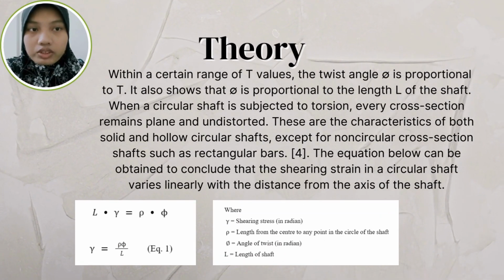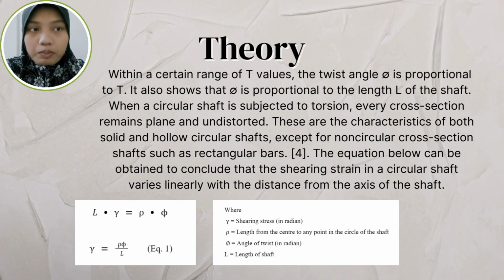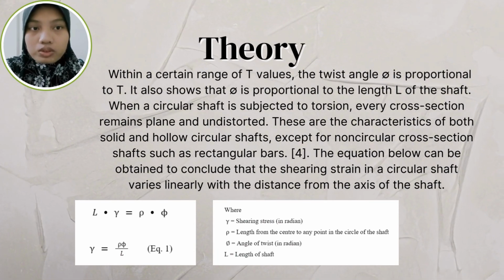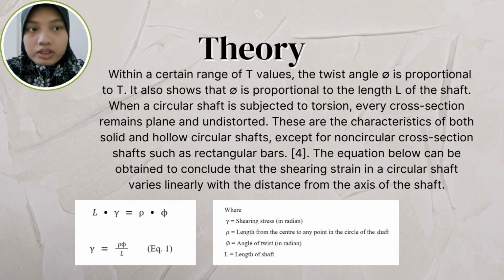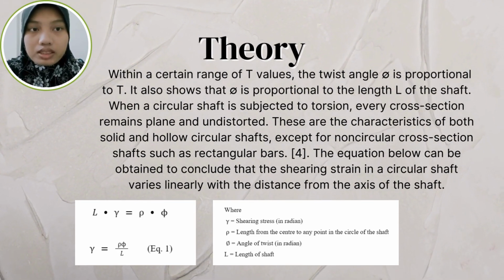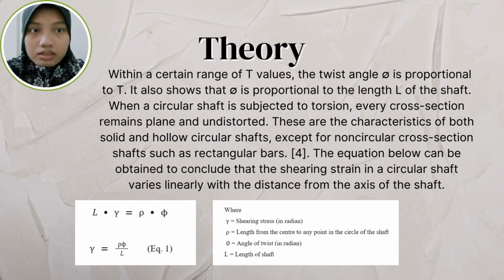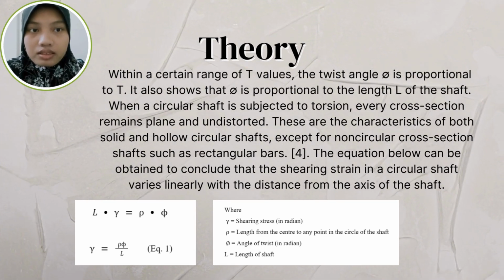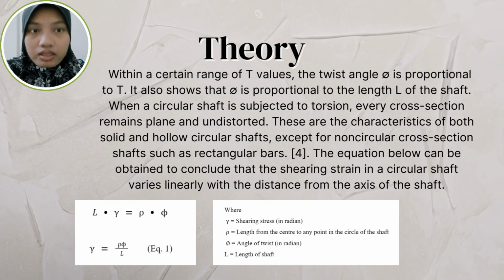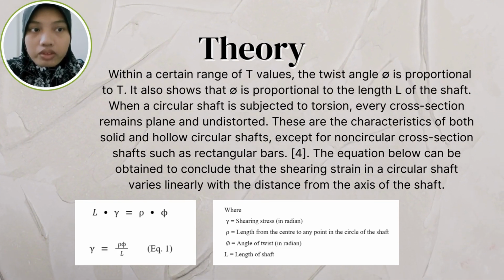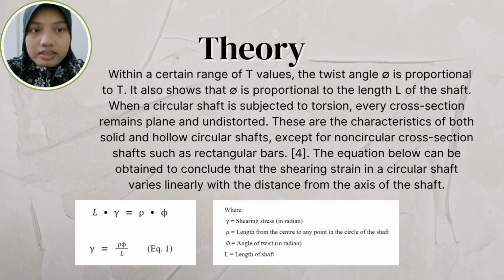Within a certain range of torque values, the twist angle is proportional to the torque. It also shows that the angle of twist is proportional to the length of the shaft. When a circular shaft is subjected to torsion, every cross-section remains plane and undistorted. These are the characteristics of both solid and hollow circular shafts, except for non-circular cross-section shafts such as rectangular bars.